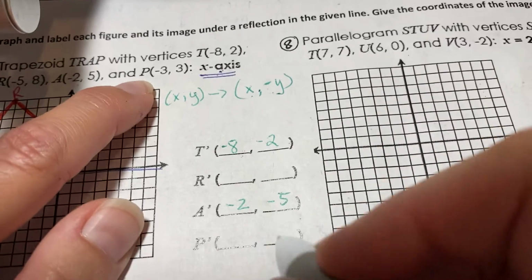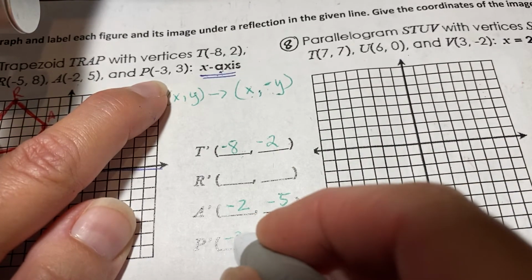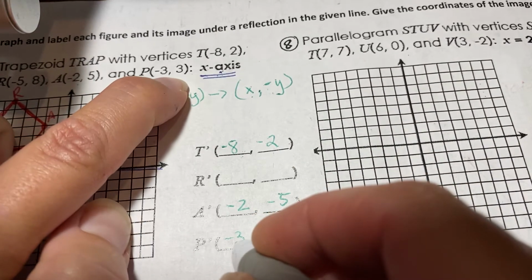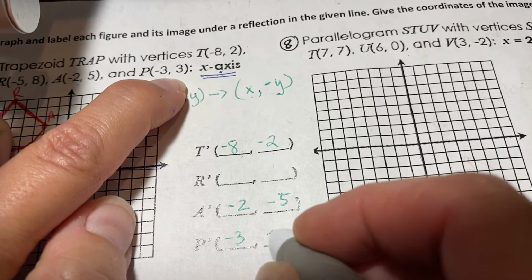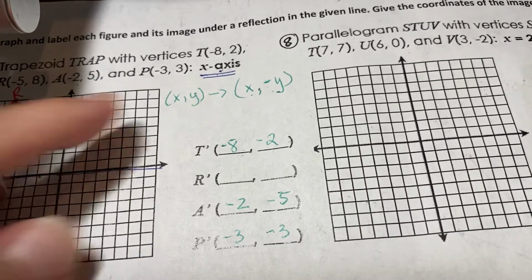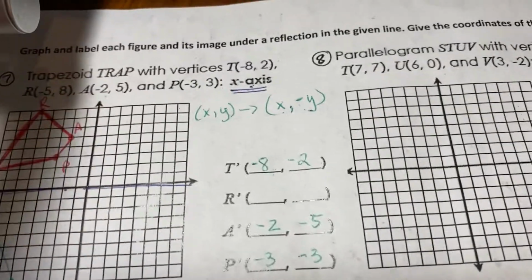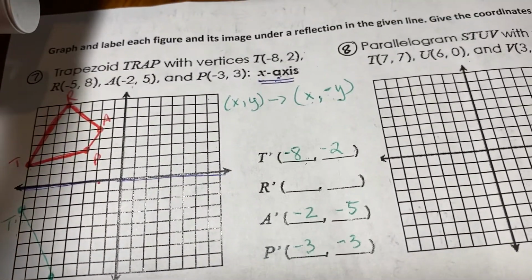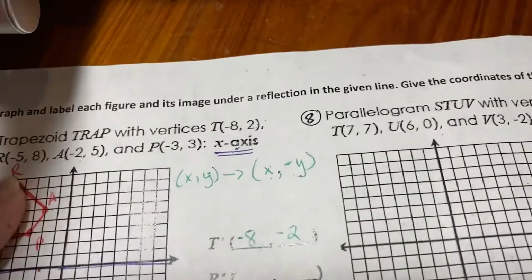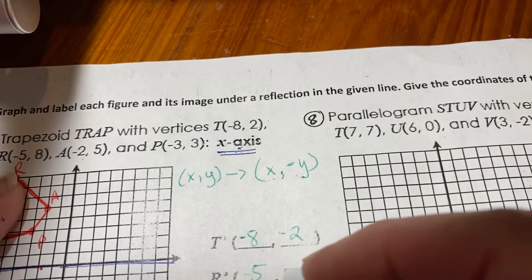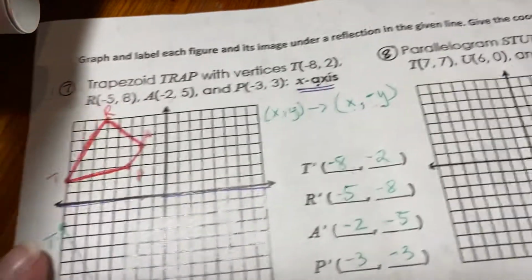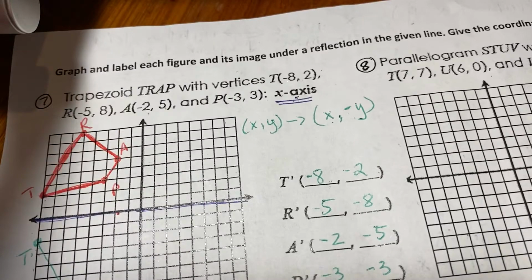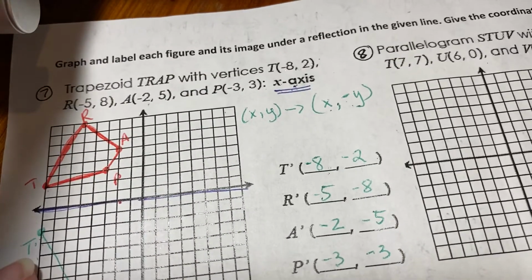All right, point P, my x is going to stay the same, and my y, I'm going to change the sign, so it's going to be -3. All right? R, we've already drawn R, but we didn't do it. We can do that together real fast. It's going to be -5 and -8. All right? I'm going to plot these points really quickly so you can see what it looks like.